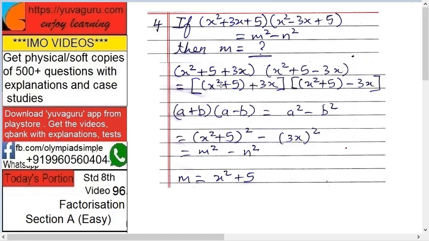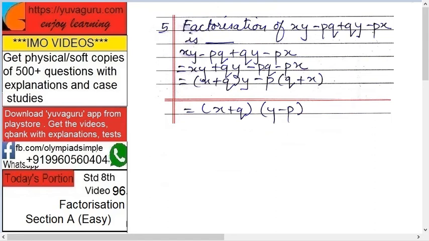Now what is the formula for that? a² − b². There it equals (x² + 5)² − (3x)², right? But what is given? m² − n². So this is m² and this is n². So m equals x² + 5.